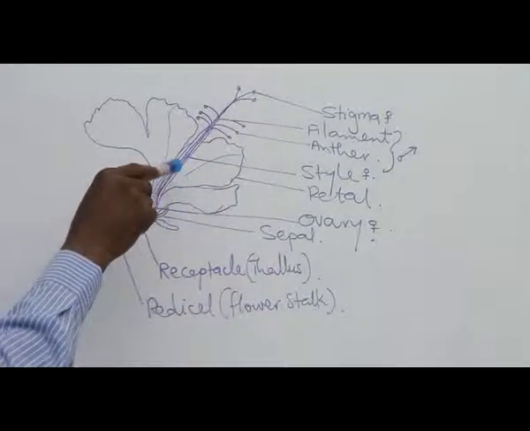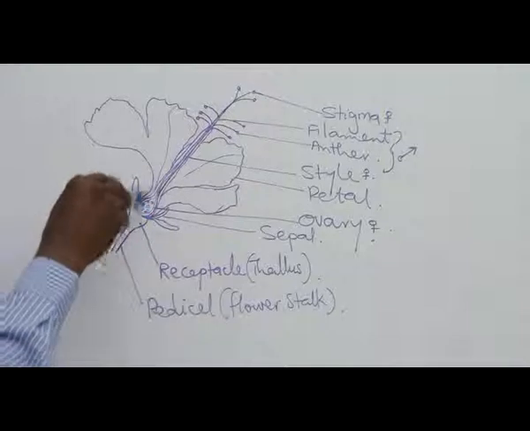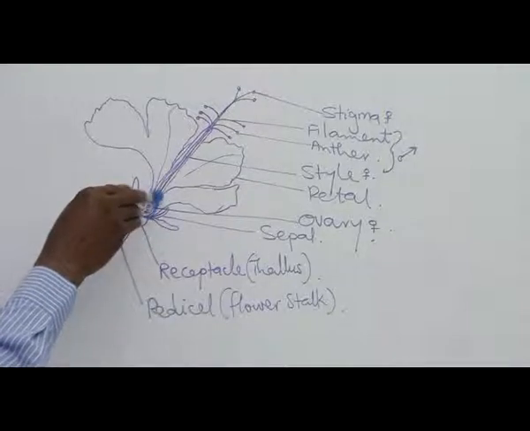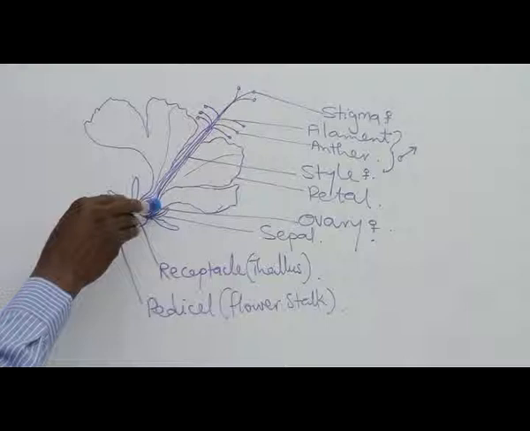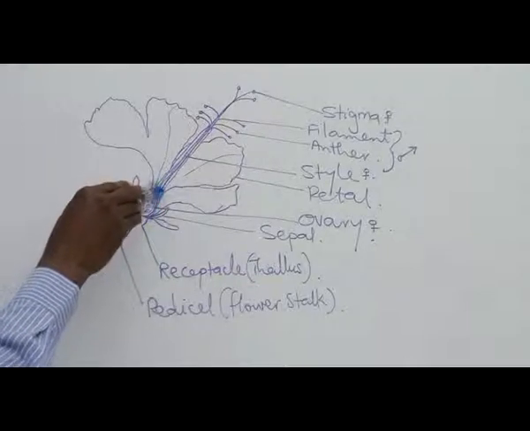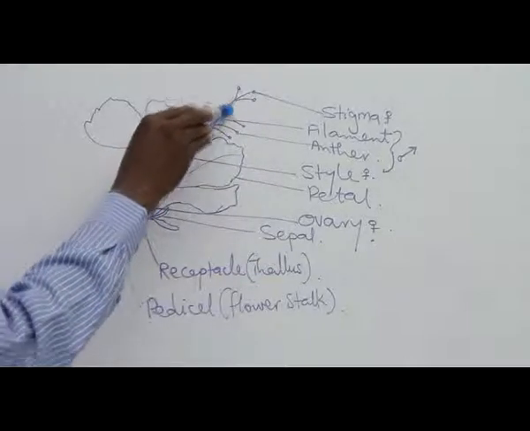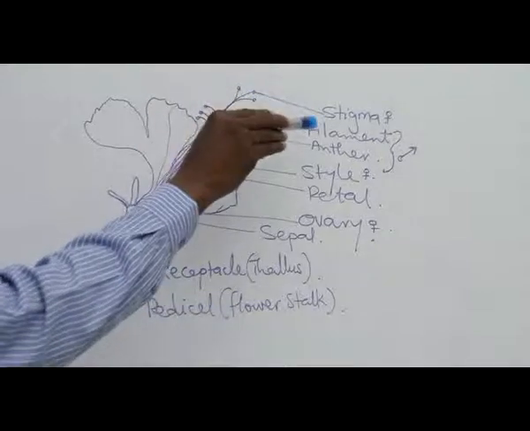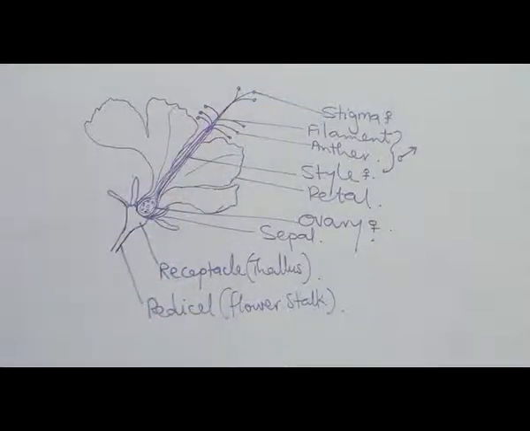Now, the essential parts are the reproductive parts. It includes the ovary, which is connected by a style to the stigma exposed to the atmosphere.